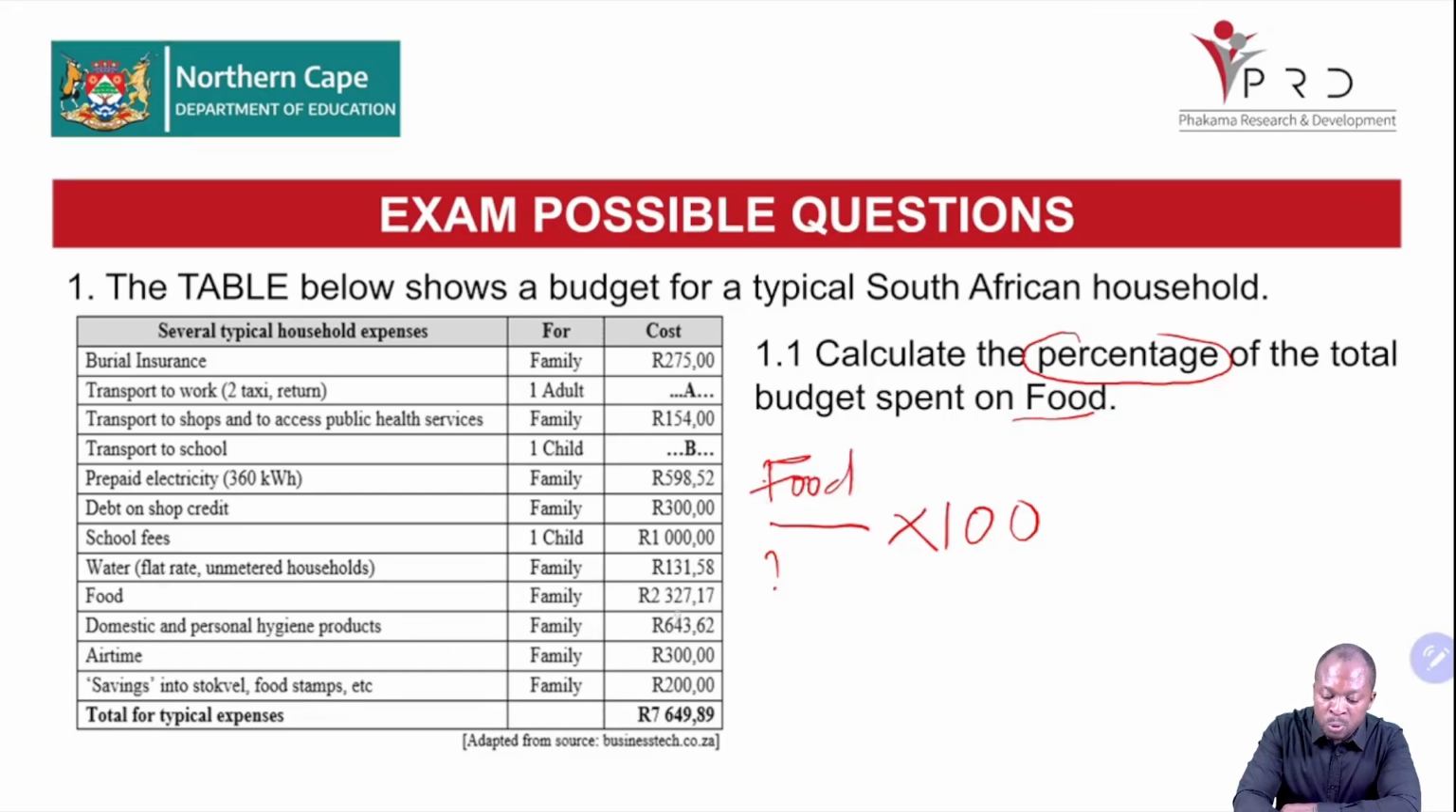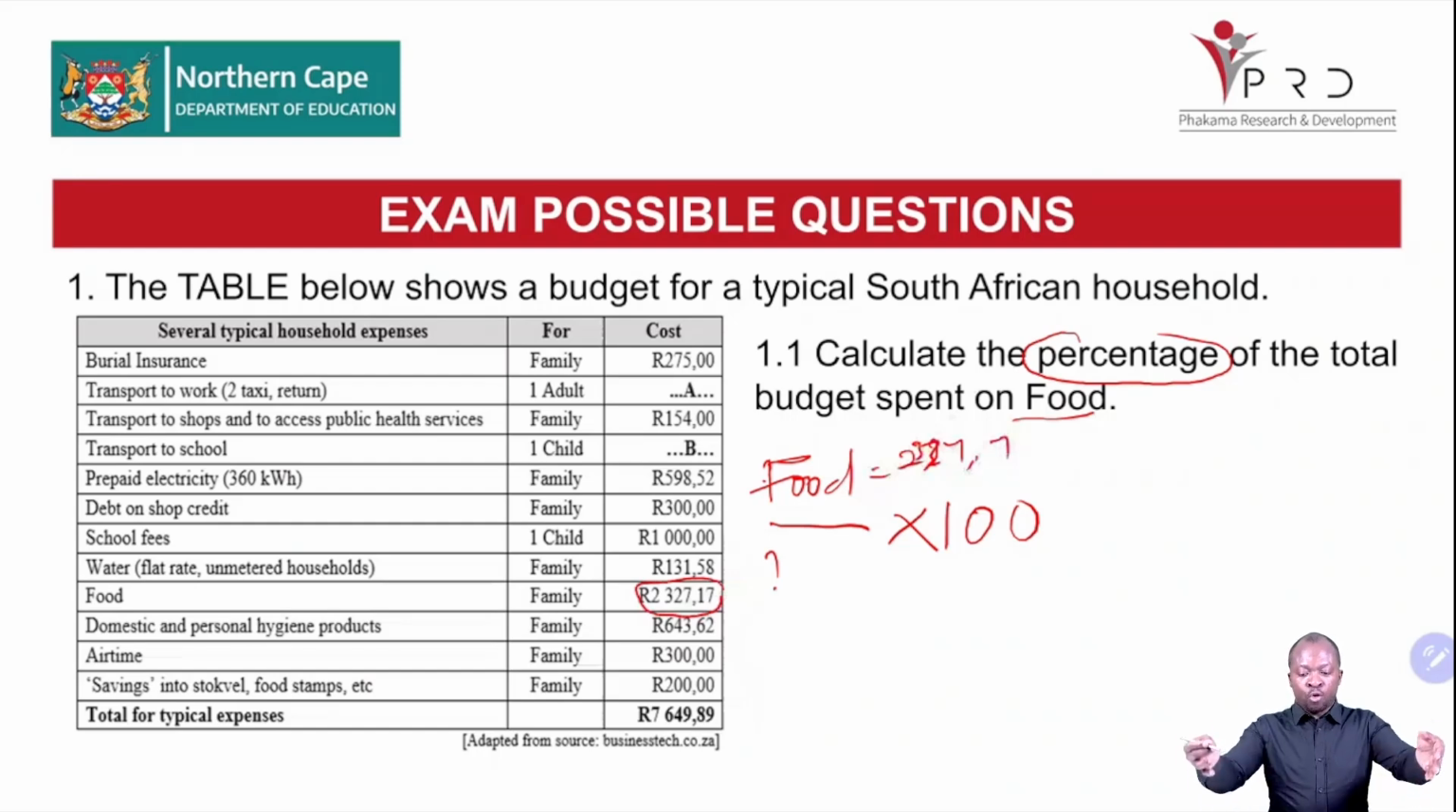We spent 2,327 rand and 17 cents. So it's going to be here 2,327.17, and then the total. So definitely the total has to come down as the denominator. We'll put the total here. What's our total? Here is our total. So as you read, you will be getting the answers.